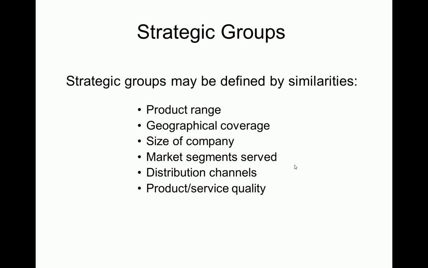We might look at different ways of defining strategic groups. We've just used price and product range there, but we might also use geographical coverage, size of the company, different market segments, the particular distribution channels, or maybe the product or service level quality. So there are different ways to define these strategic groups, and that helps us to start understanding in more detail the structure of any particular industry.